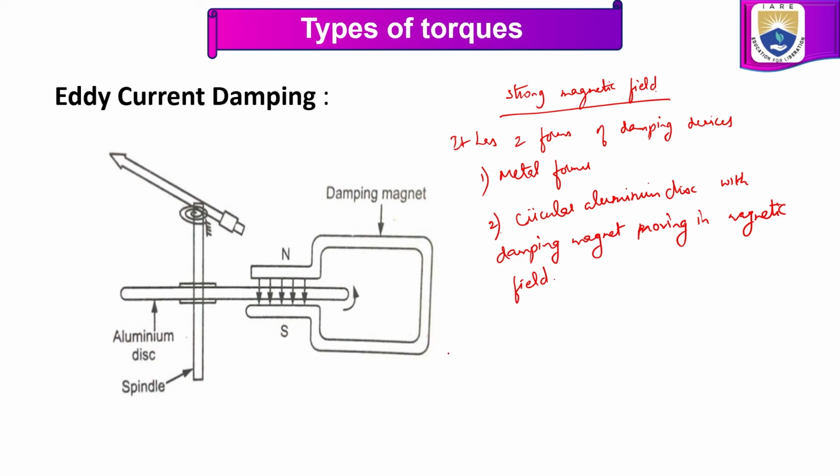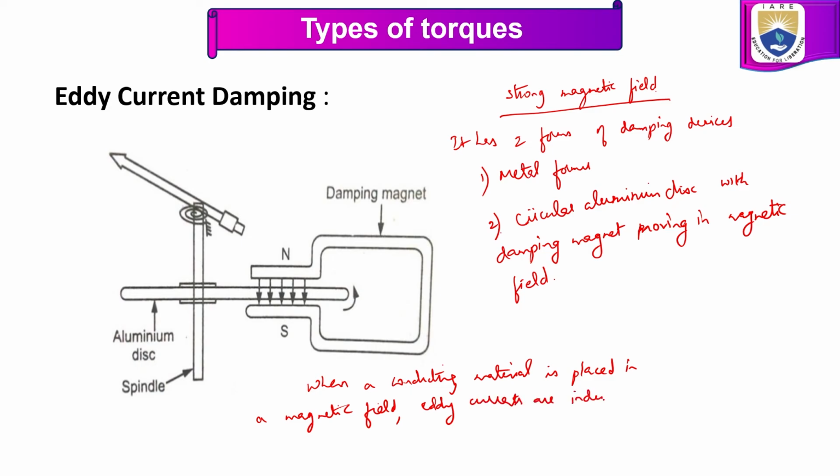It works on the principle that when a conducting material is placed in a magnetic field, eddy currents are induced in such a way that there is opposition to the motion of the conductor. So this is the principle on which eddy current damping is based.